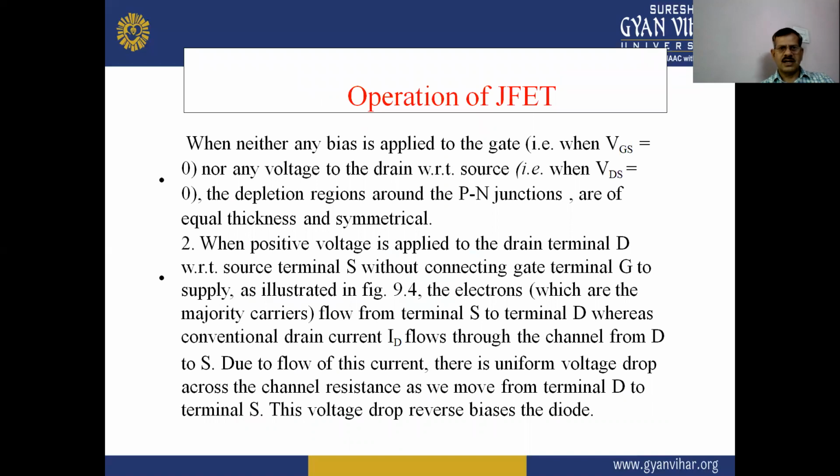When no bias is applied to the gate in this circuit diagram, or when VGS equals 0, nor any voltage to the drain with respect to source, meaning when VDS equals 0, in that case, the depletion regions around the PN junction in this circuit diagram are of equal thickness and symmetrical.